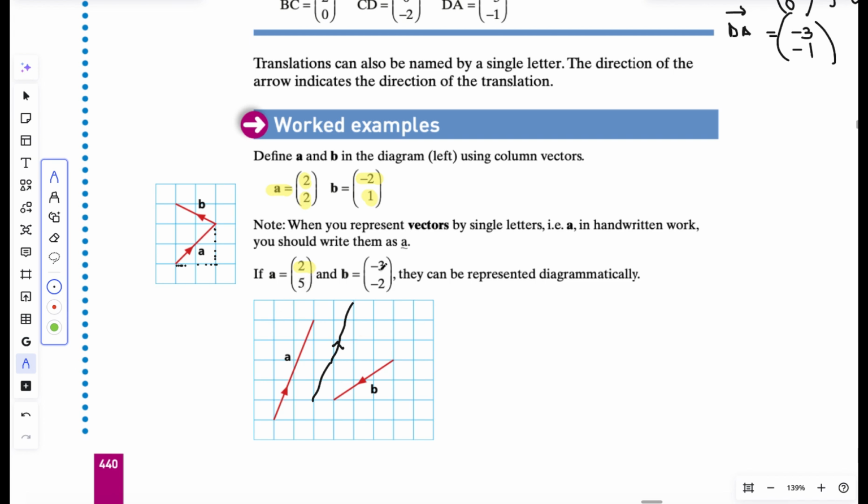Then negative 3, meaning on the x-axis you're going to cover 3 boxes and you go down only 2. Okay, so you get this vector. Okay, now let's move on.